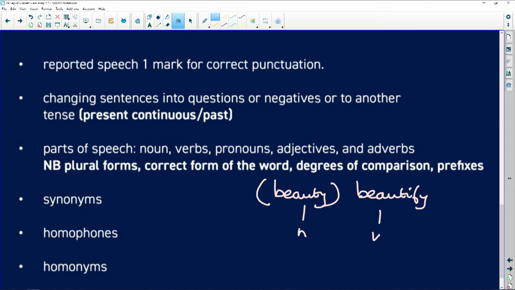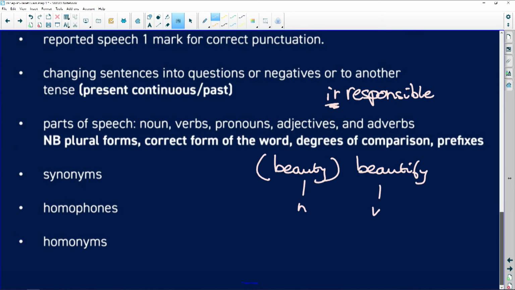Degrees of comparison. They very often say, give the correct degree of comparison of the word in brackets. Go over prefixes. They might ask you, change responsible into the opposite, into an antonym, using a prefix. Go over synonyms, homophones, and homonyms. They like asking you for synonyms. Homophones and homonyms, they like asking you, use this word in a sentence of your own with a completely different meaning. So practice that.